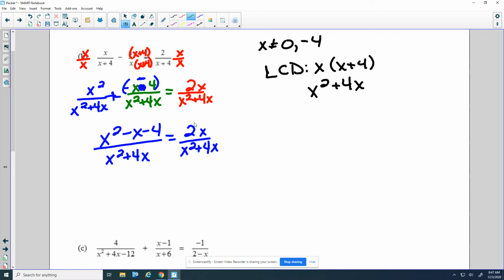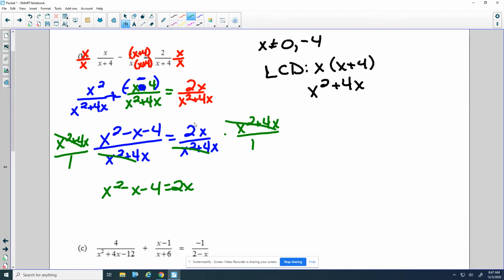So now we're one fraction each side, same denominator, multiply by that LCD over 1 on both sides. Cancel. And we have x squared minus x minus 4 equals 2x. So I see I have another quadratic. I want to set it equal to 0 so I can factor.